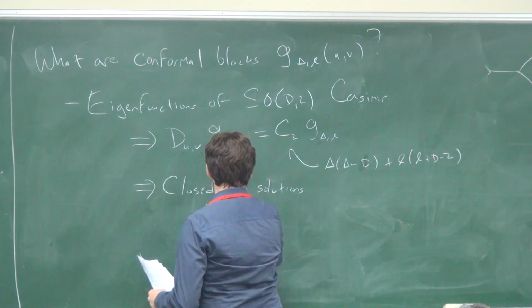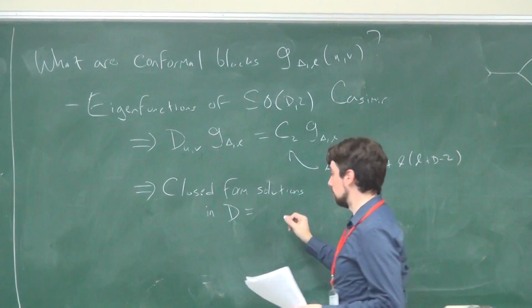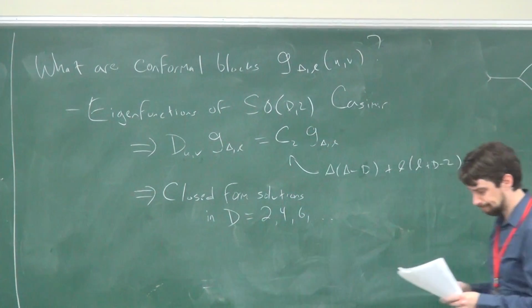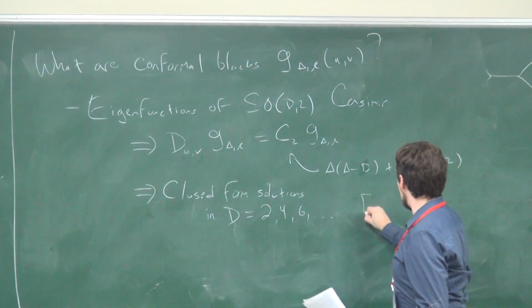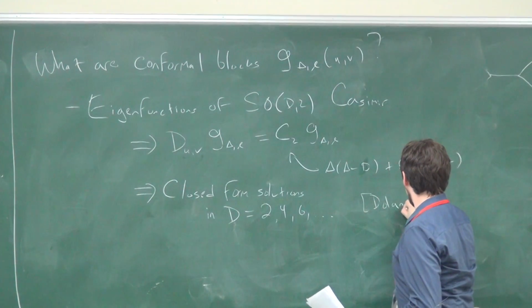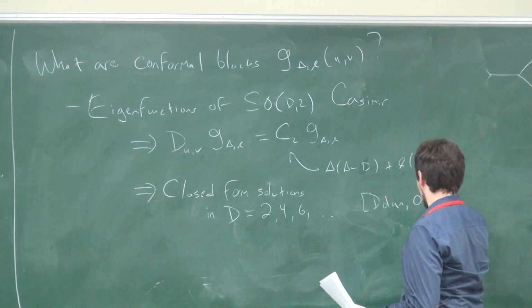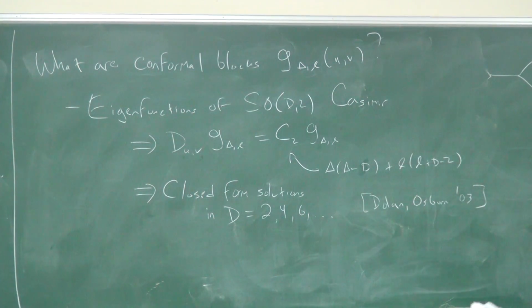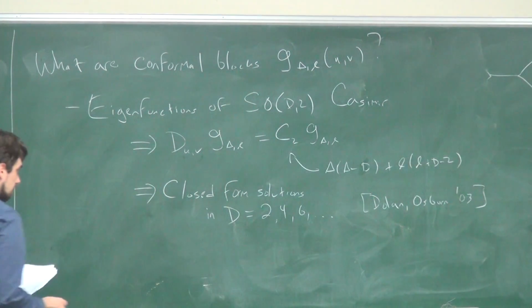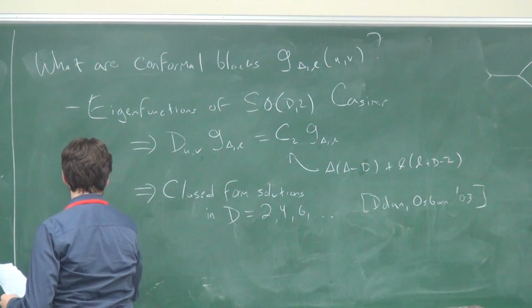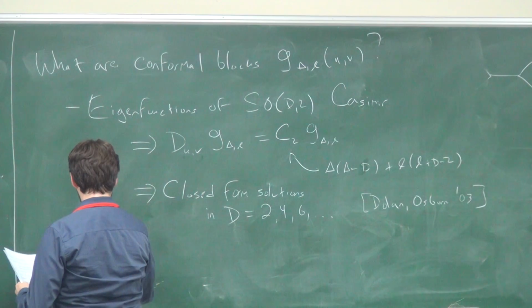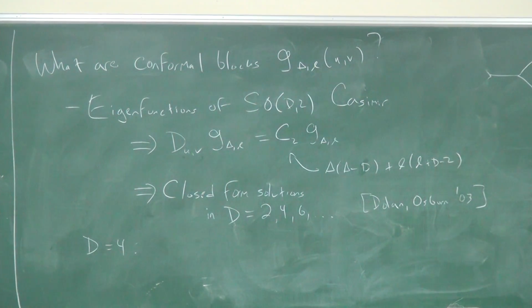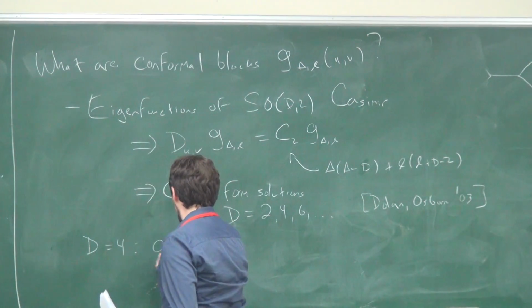In particular, their closed form solutions are in even space-time dimensions: 2, 4, 6. This is work by Osborne. And 3. And so let me just write down what those look like. So in 4 dimensions, the conformal blocks.